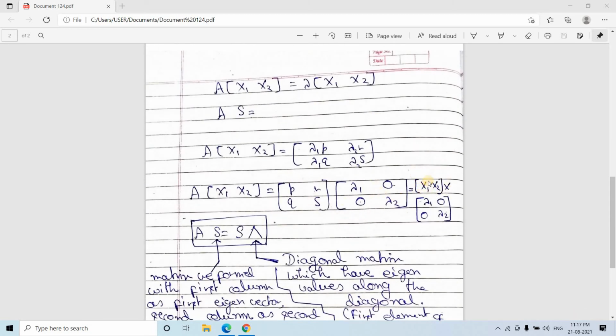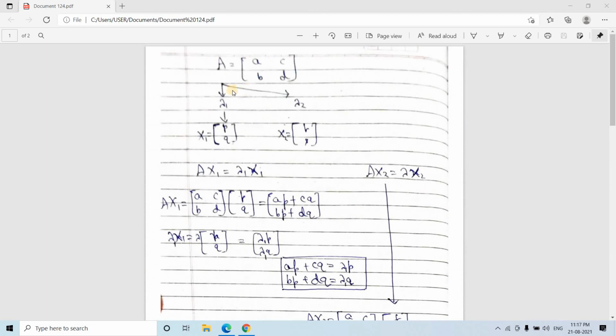So this is equal to x1 as the first column, x2 as the second column, whatever matrix we are getting, multiplied by this particular one. This is nothing but a diagonal matrix where the first element is the first eigenvalue, the second element is the second eigenvalue, and this first eigenvalue and this particular first eigenvector are related. So corresponding to this eigenvalue lambda 1, the eigenvector is P Q. Corresponding to this eigenvalue lambda 2, the eigenvector is R S, right? That's what I have shown here.